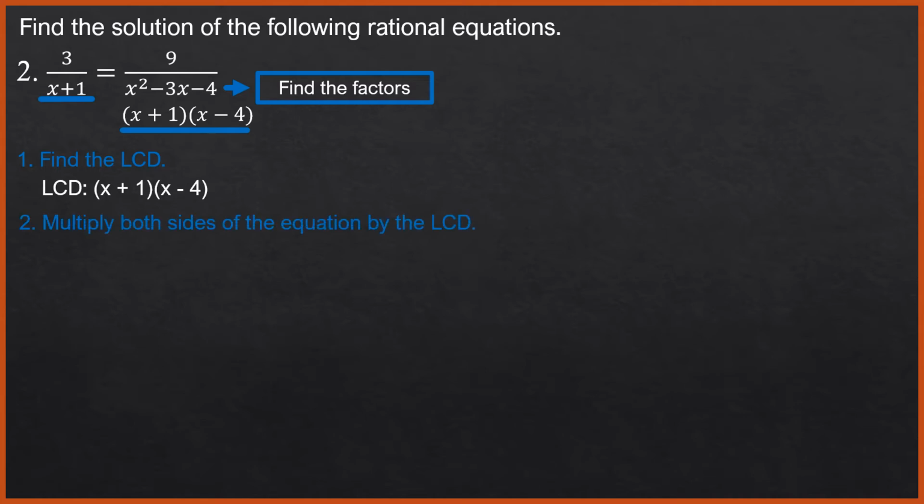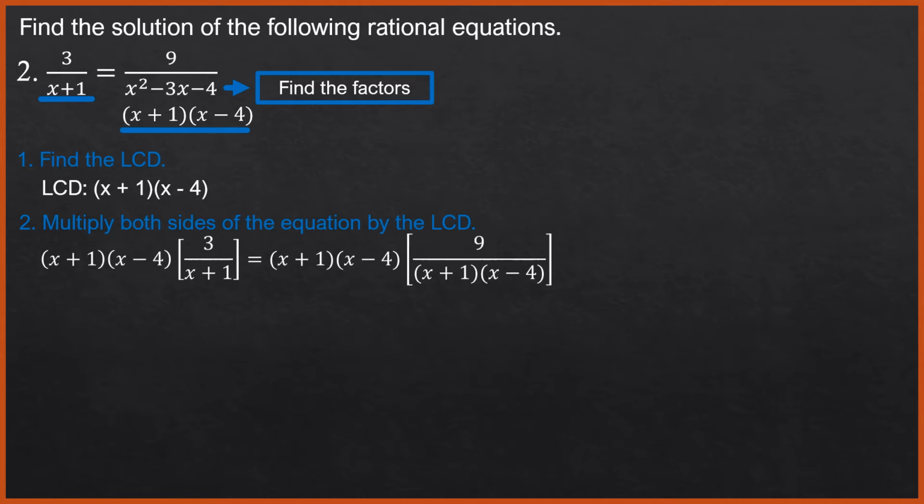For the second step, let us multiply both sides of the equation by the LCD. So we have the quantity of x plus 1 times the quantity of x minus 4 times the quantity of 3 over x plus 1 is equal to the quantity of x plus 1 times the quantity of x minus 4 times the quantity of 9 over the quantity of x plus 1 times the quantity of x minus 4.